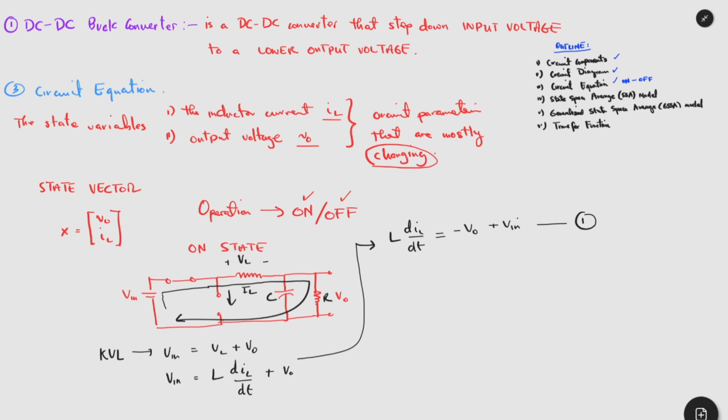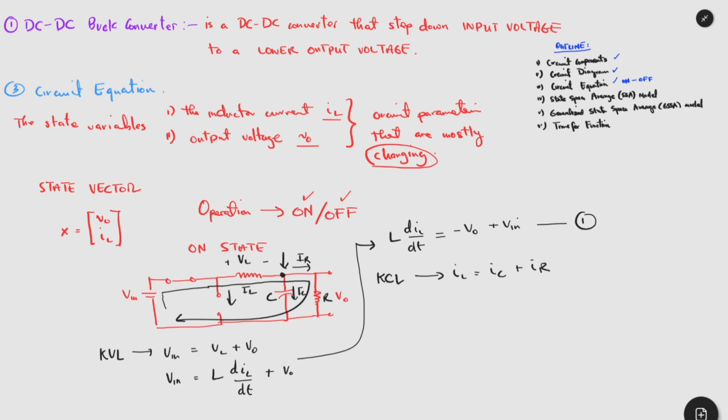Now we will apply the KCL law to the circuit, and we can see that from this node we have IL coming in, and we have the current to the capacitor, IC, and IR. Now we can say that IL is equal to IC plus IR. And this is the KCL law from this particular node here.